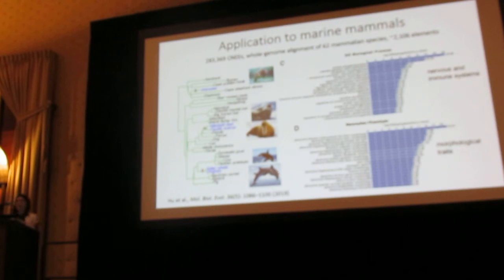And then we find the genes near those CNEs, those noncoding regions, to see if these genes have similar function. We did gene set enrichment analysis for these genes, and they are enriched in gene ontology terms related to nervous and immune systems, and they also show enrichment in the phenotype terms associated with the morphological traits.